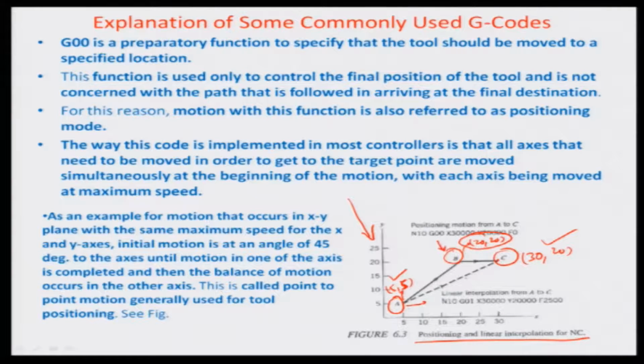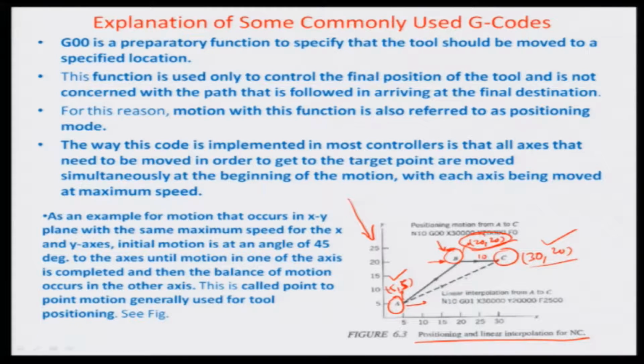Once it has reached B, there is no more requirement to go in the y direction. So, only the full speed is operated along the x direction motion and the x lead screw goes for the remaining 10 units, so that it reaches the point 30-20 from the point 20-20. It is very important for you to gauge this point, that is why I am calling it a rapid positioning.